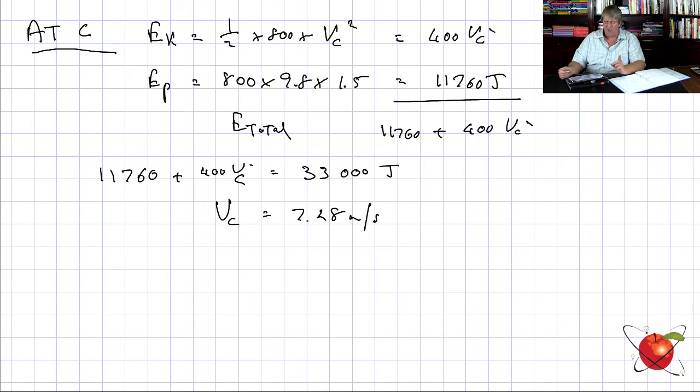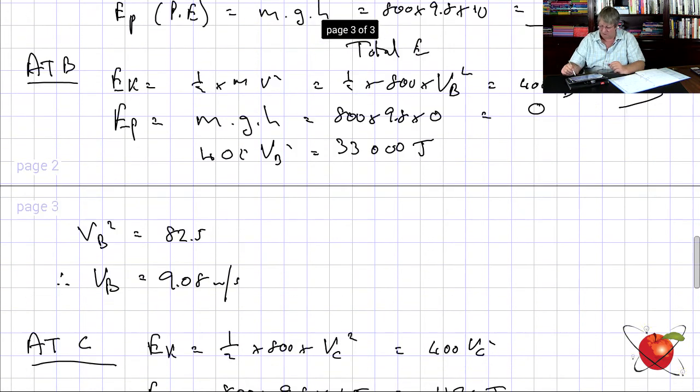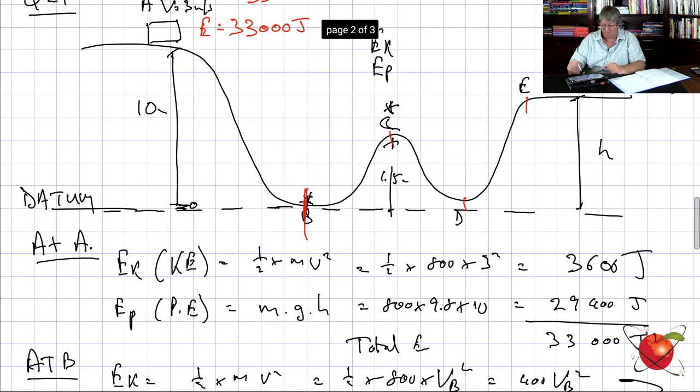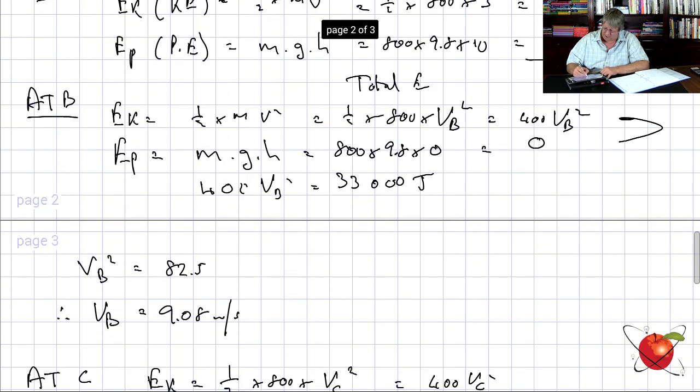And then what do I do? I put them equal to the total energy, because the conservation of energy law tells me to. So therefore 11760 plus 400 VC squared must be equal to 33,000 joules. Therefore, now I solve for VC again. I'm not going to go through that long rigmarole. 7.28 meters per second.